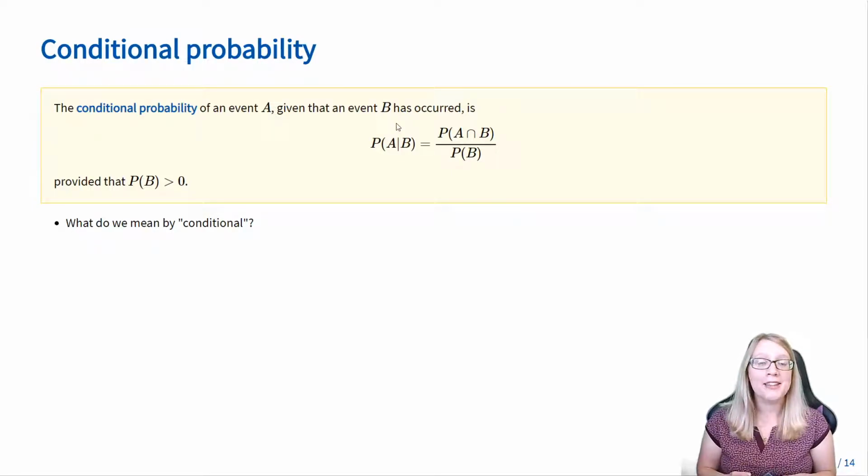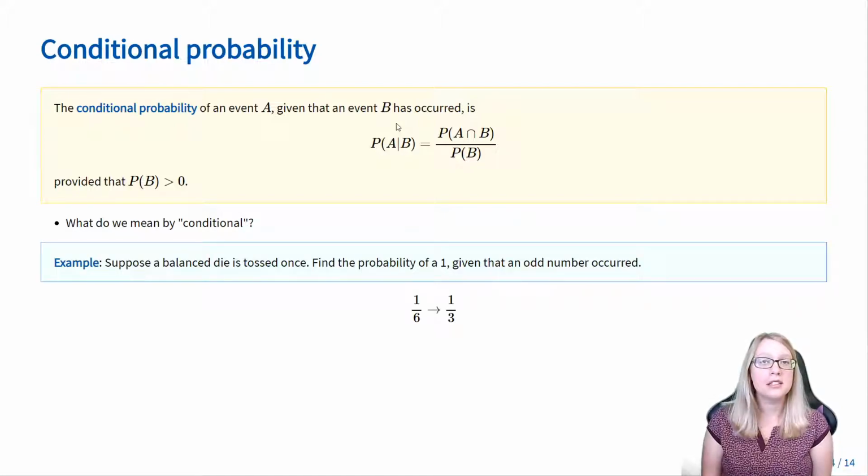Now, as long as there is some probability associated with B, so the probability of B is greater than 0, this definition works. So essentially what we mean by conditional is that we are limiting ourselves only to the set of outcomes in which B has already occurred. So given that we know that we fall into B, so to speak, what is the probability that we also fall into outcome A? As a simple example, take a balanced six-sided die.